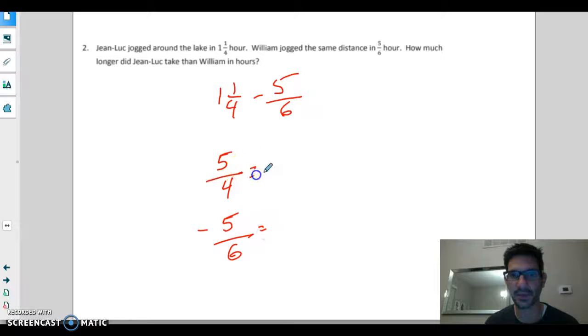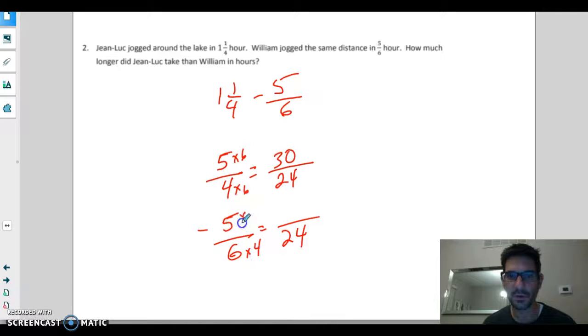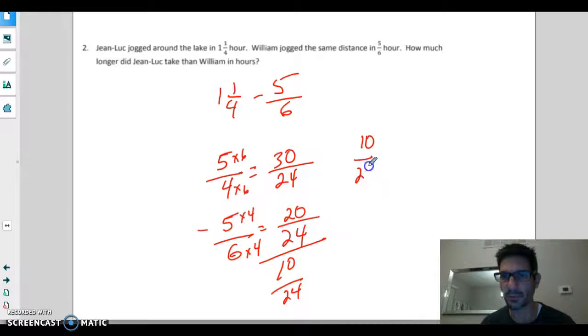Whenever I'm adding and subtracting fractions, I like to write them vertically, because I like to see the equivalent fractions across from each other instead of below. The greatest multiple of this would be 24. There's another one, but we'll go with this one. Equivalent fractions: times 6, times 6, that's a 30, times 4, times 4, that's a 20. So then I got 10/24. Now 10 and 24 can be reduced.